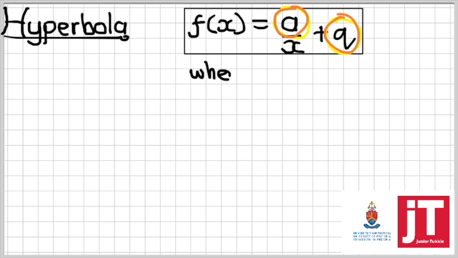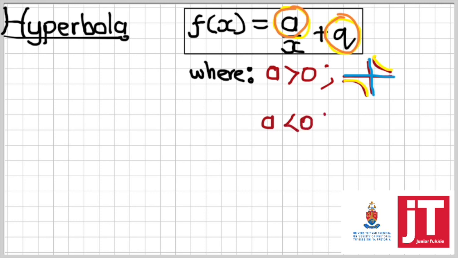So if you start off with a scenario where your a value is greater than 0, your a is positive, we expect our curves to be in quadrants 1 and 3 respectively, as you're seeing on the screen. And if your a value is negative, we expect our graph to have its curves in quadrant 2 and 4 respectively. That's your quadrant 2 and quadrant 4 respectively.